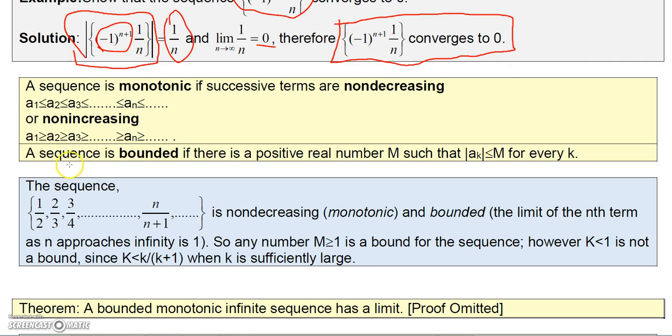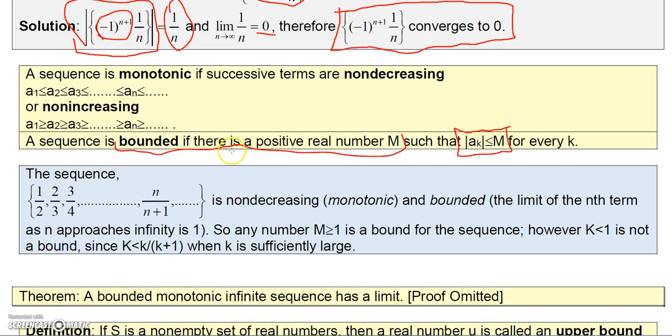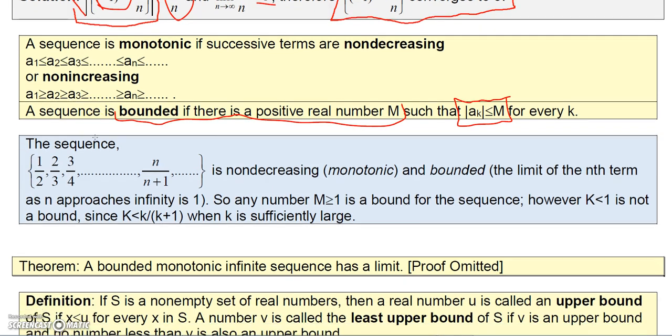Okay. Now, a sequence is said to be bounded if there is a positive real number m such that the absolute value of the kth term is always less than or equal to m for every k. So that's what we mean by a bounded sequence. It just means that the absolute value of every term is going to be less than or equal to some positive real number. That's all it means. If that's the case, then it's bounded.